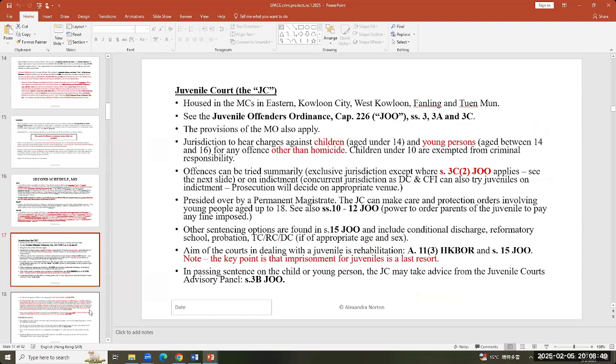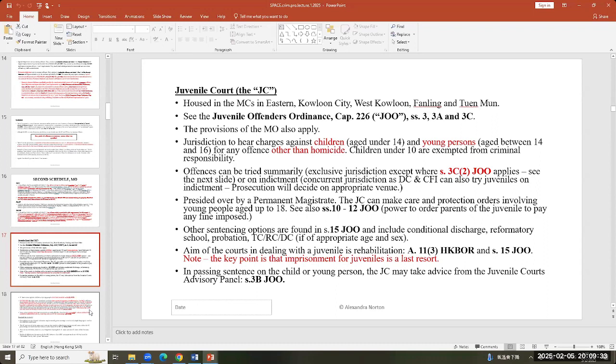We know from evidence law that there is this presumption of doli incapax, right? Do you remember that from your evidence classes? And there is the presumption that children under the age of 10 are not able to be guilty of criminal offenses. Juvenile court will try offenses against juveniles in its summary jurisdiction, or it can hear it in its indictable jurisdiction. But where an adult is also charged along with the juvenile, then there's a slightly more complicated scenario. So that's section 3, subsection 2 of the juvenile ordinance. We'll look at that later.